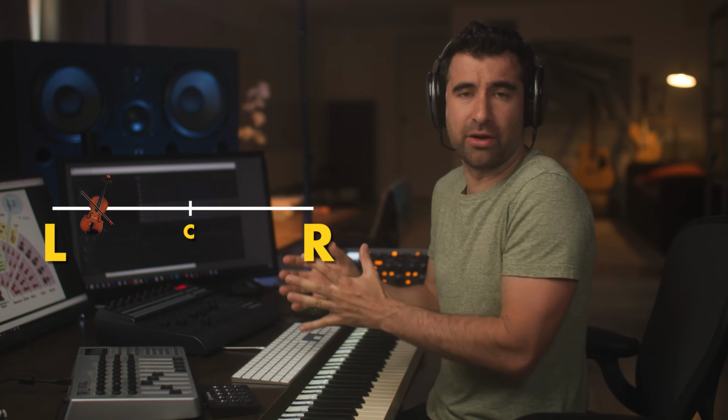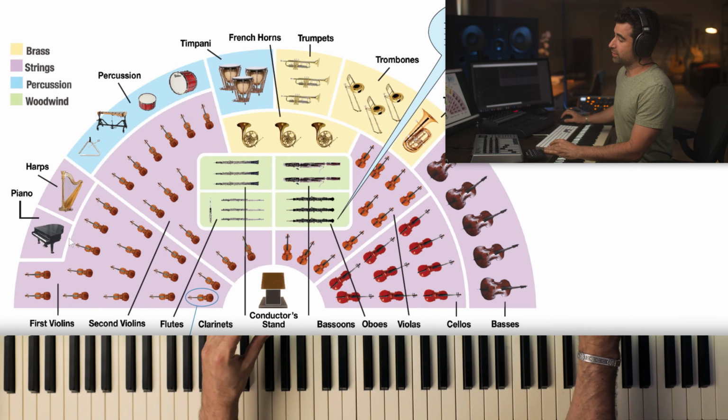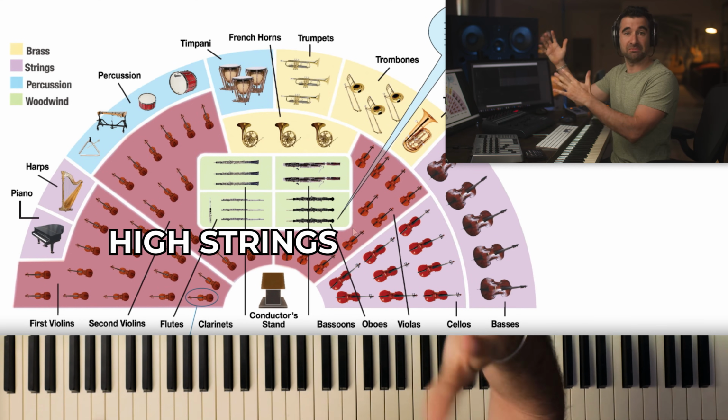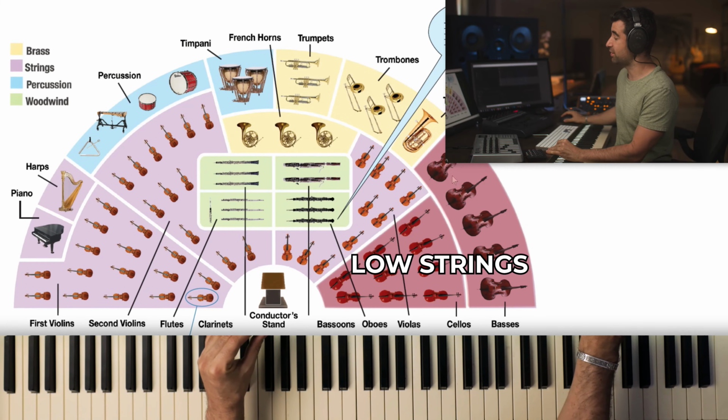See, I was performing them in the same register, but the viola sounded a little bit more in the center, right? And the violins clearly all the way to the left side. Now, generally, we will consider violins 1, 2, and violas as the highest strings. And then we're going to have the lowest strings, where we're going to have the cellos and double basses.